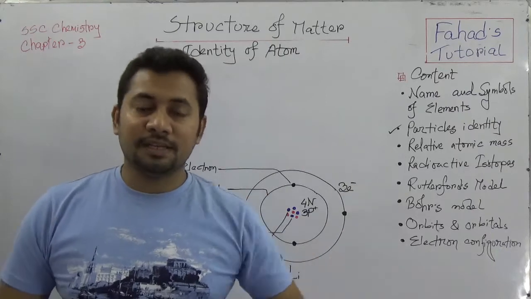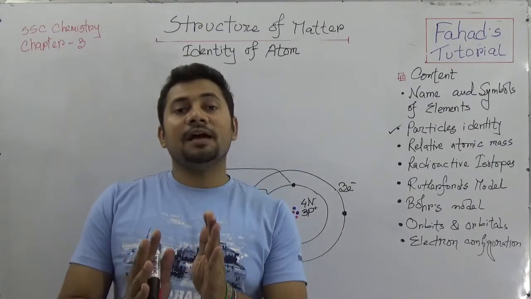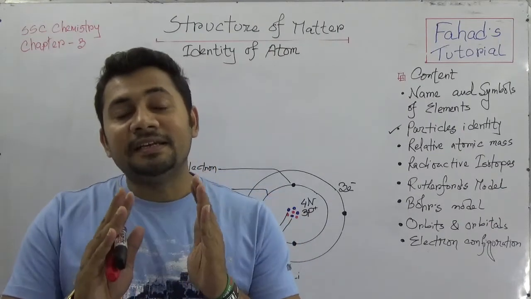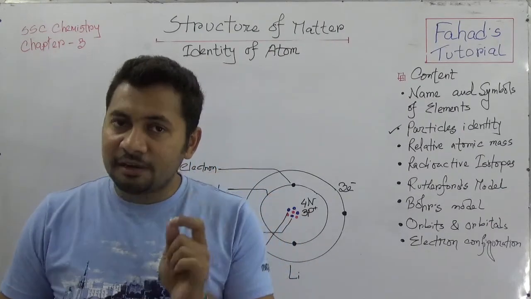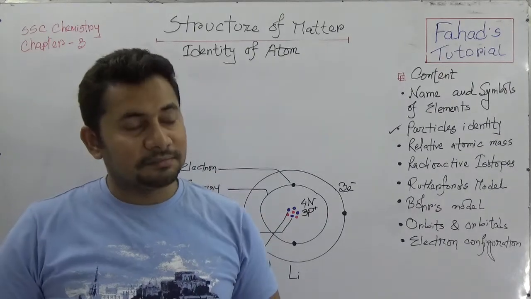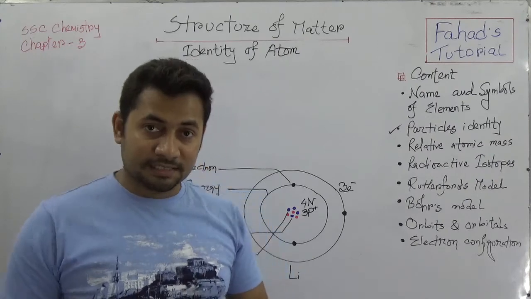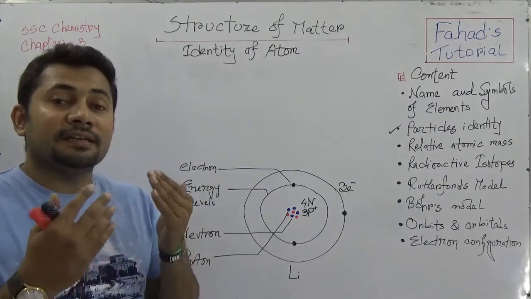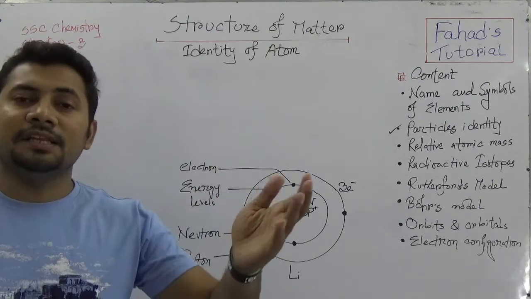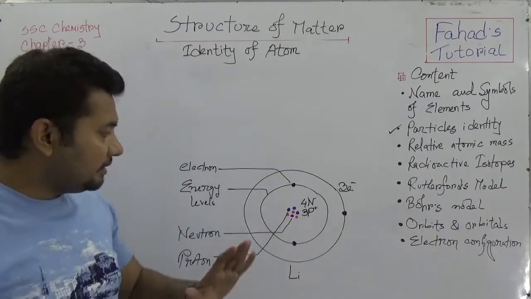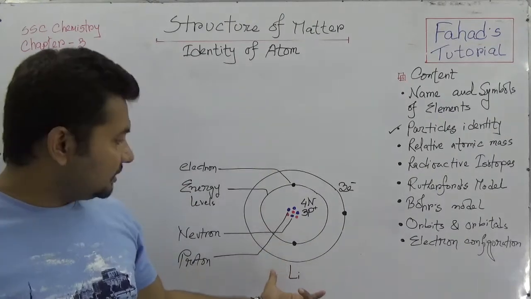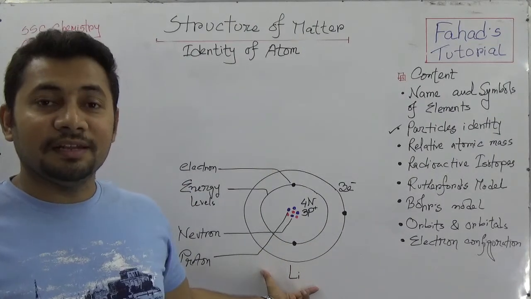In my previous two classes I explained the symbol and the name of the elements, and in the second class the identity of the particles. Now in this video I shall explain the identity of an atom. So how we express an atom, and how we can count the number of nucleons, or even mass, electrons, protons and neutrons. In my earlier classes I explained this figure, the structure of a lithium atom.